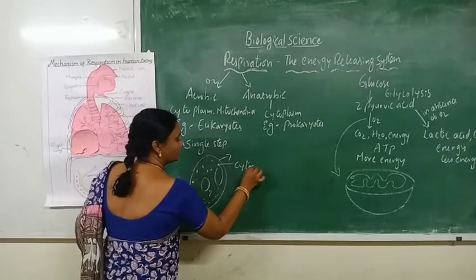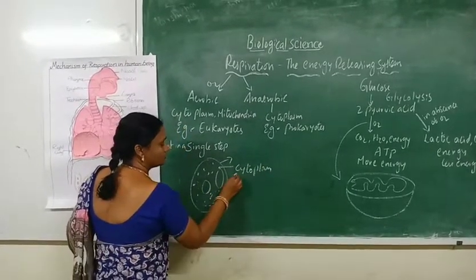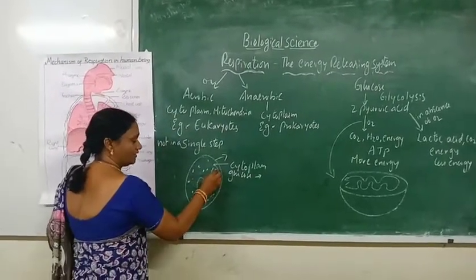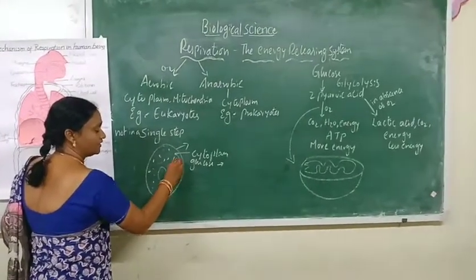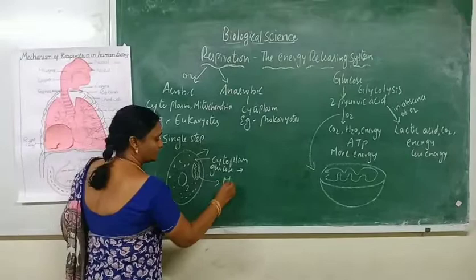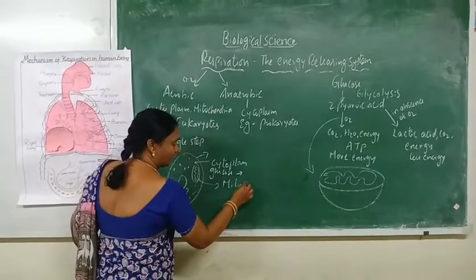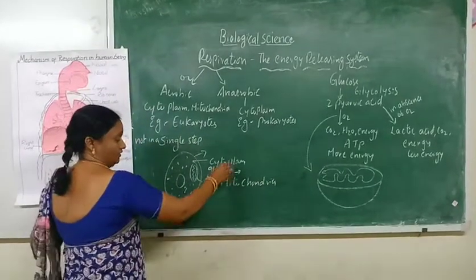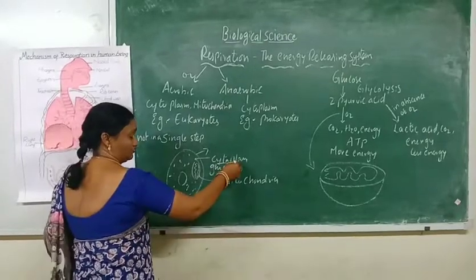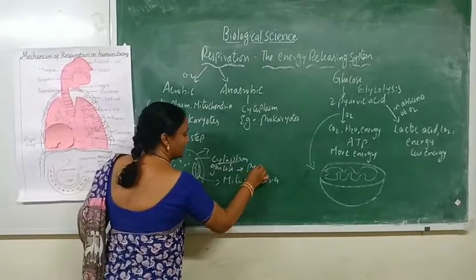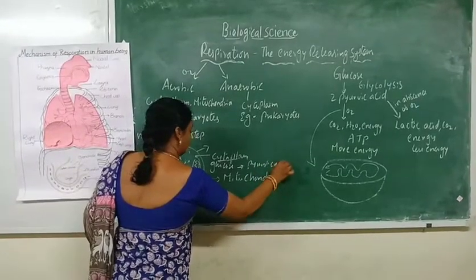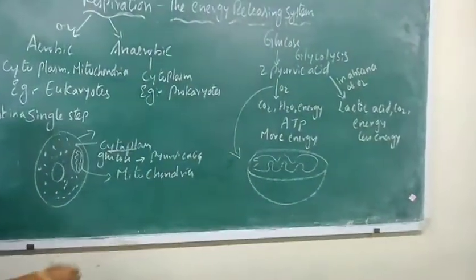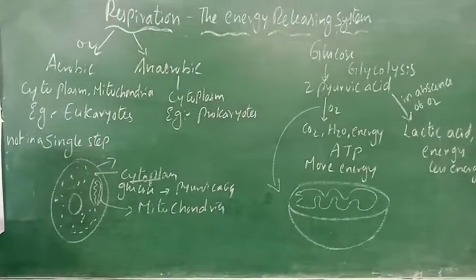Inside the cytoplasm, we observe glucose, which plays an important role in respiration. And in the cytoplasm, we observe another important cell organelle, the mitochondria. The aerobic respiration process occurs in two steps. In the first step, it occurs in the cytoplasm, where glucose is oxidized into pyruvic acid. Then it continues in the mitochondria. As the energy is produced in the mitochondria, we call the mitochondria the powerhouse of the cell.